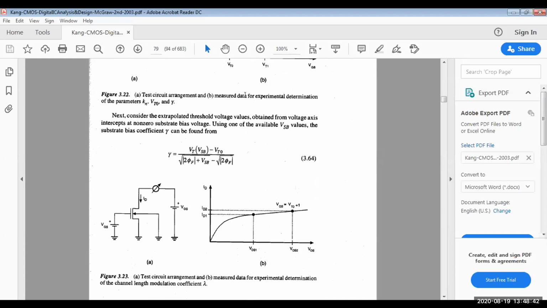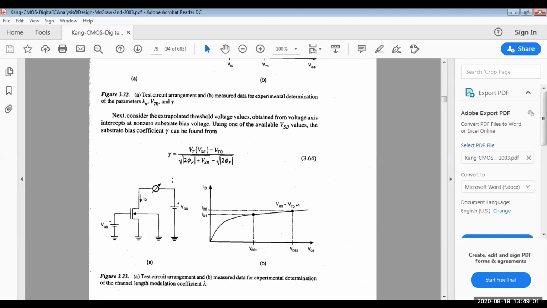So we got three parameters now: Kn, VT0 and gamma. For lambda we will have a different test circuit setup or arrangement. For this we will be plotting the ID versus VDS graph. That was ID versus VGS, and now this is the ID versus VDS graph.